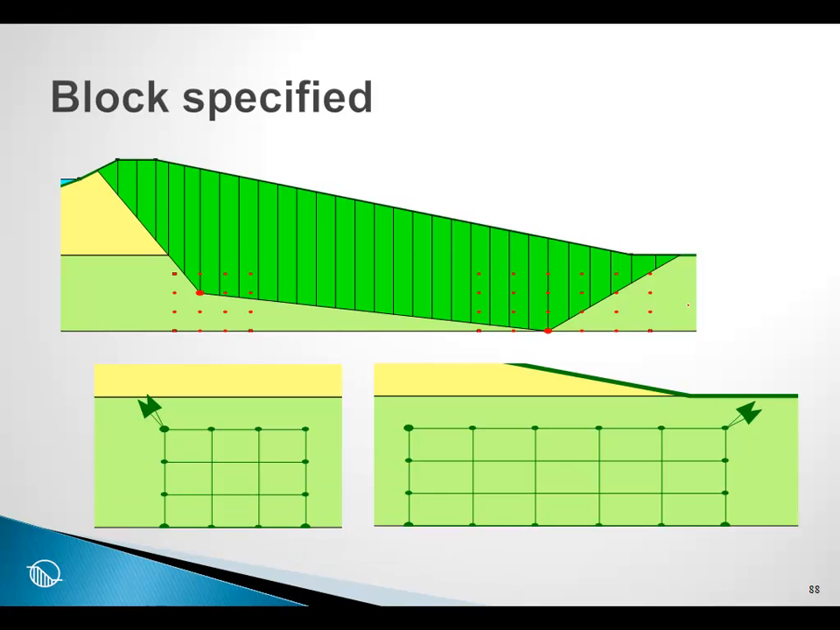Another procedure for defining trial slip surfaces is what we call the block specified method. We literally define a grid of points on the left and on the right. So here is a grid of points, and here is a grid of points. And then from each point here, we go to every point in the other block. And then at each trial slip surface, there may be a series of projections back to the ground surface.